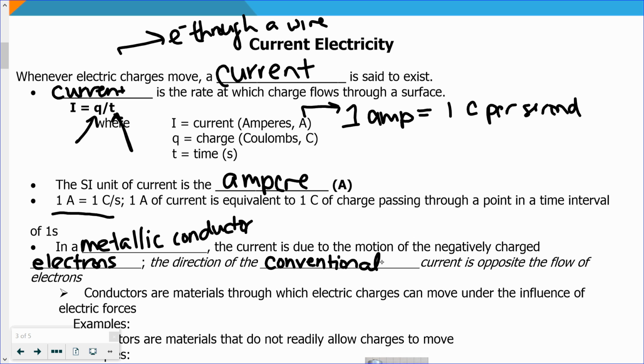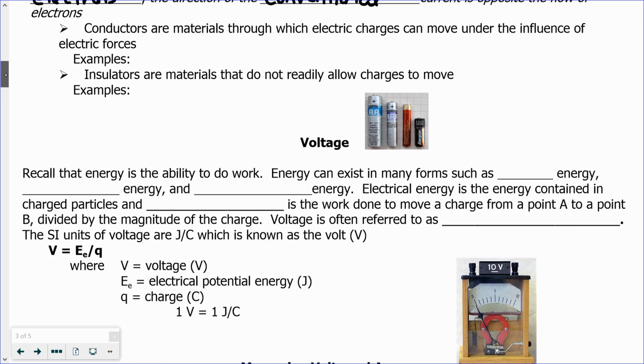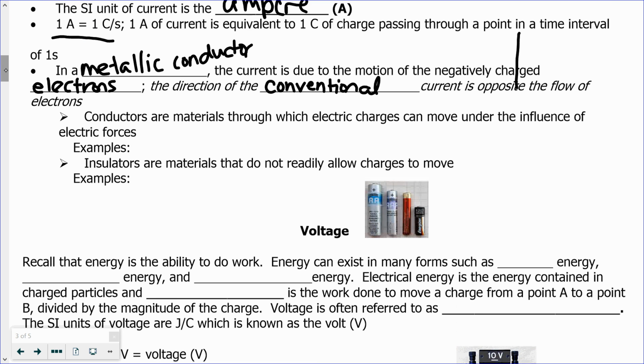I'm sorry. Conductors are materials through which electric charges can move. Oops. I tried to slide my screen. No luck. Charges can move under the influence of electric forces. So anything that conducts electricity here. So like we said above, metals, real good at conducting electricity.